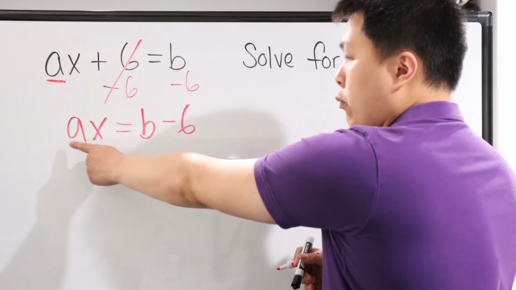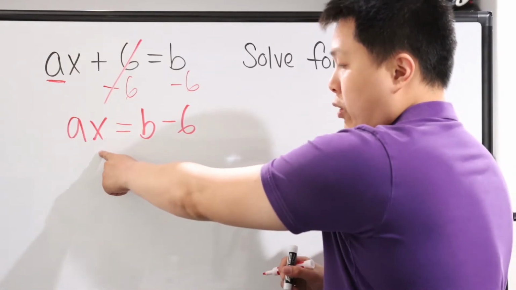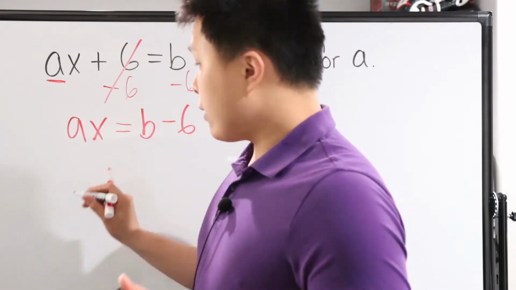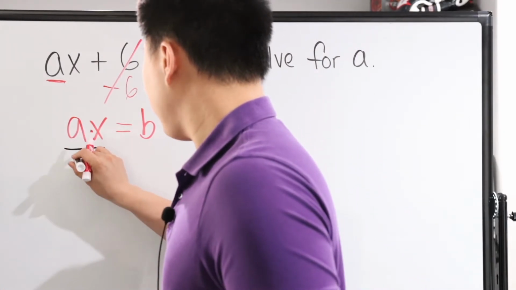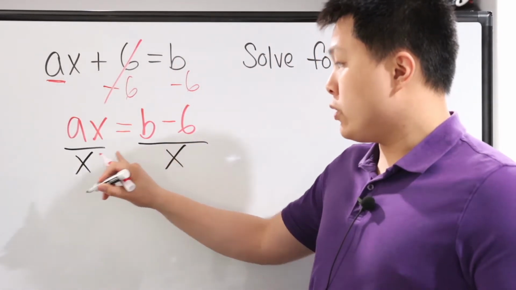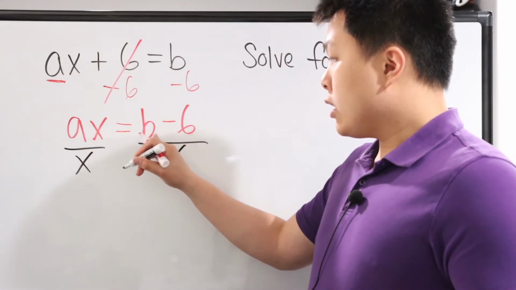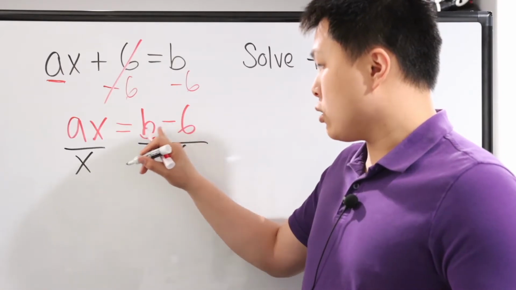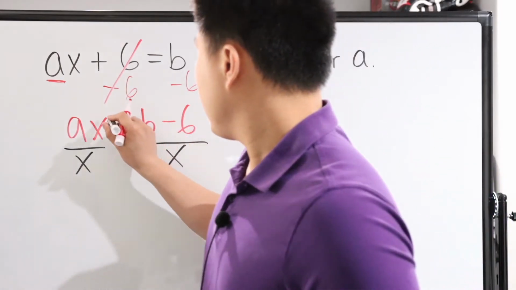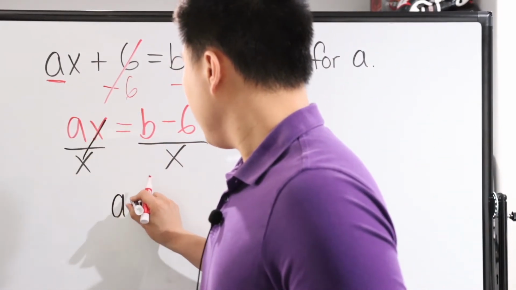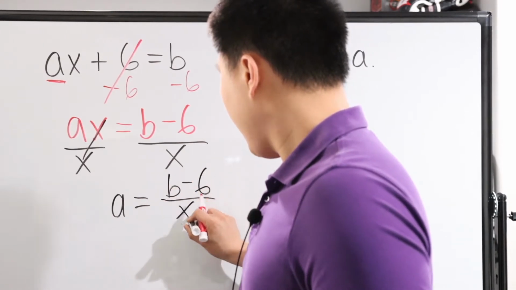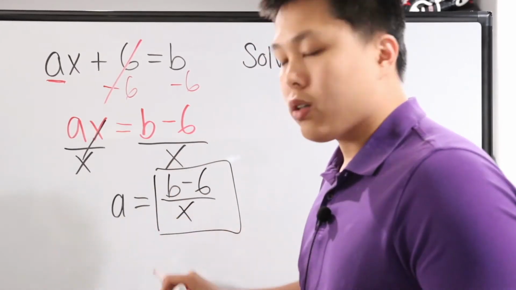Well, once again, we want a by itself. x is right here. We don't want that. So what we're going to do, since ax is just a times x, we're going to do the opposite. You're going to divide by x, and this whole thing divide by x. So this is a common mistake. Make sure when you divide by x, this whole thing is divided by x. It's not just b divided by x. It's not just 6 divided by x. It's the whole thing. So this goes away. Now you have a equals b minus 6 over x. And this is your answer.